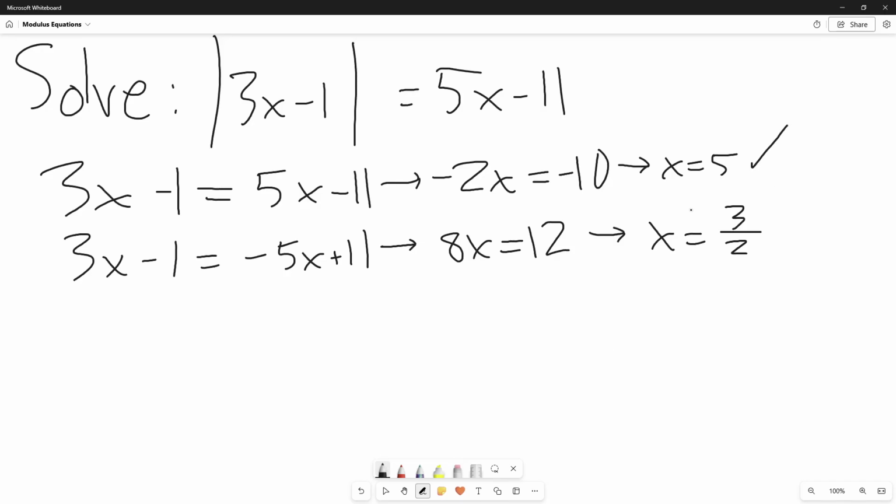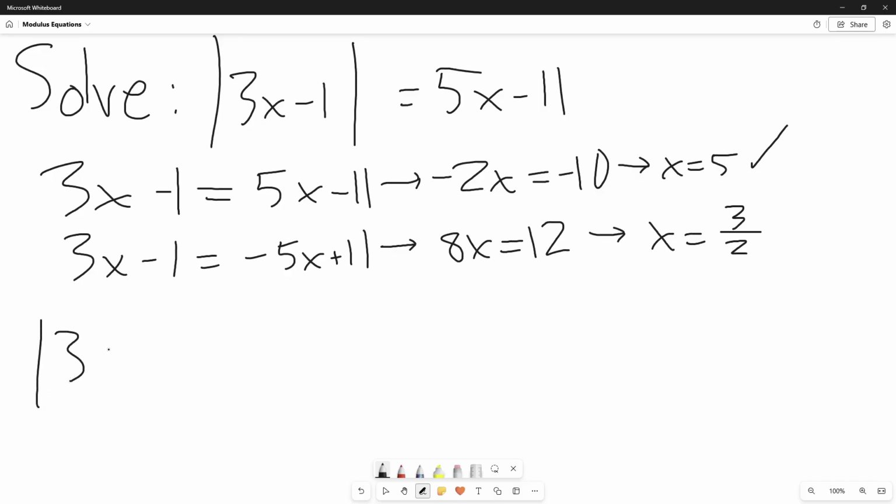And also, when you're doing this on a test or something, I'm erasing the part where I check the solutions by plugging it back in, just so I could have more room for the next one. But when you're doing on a test, you should not erase the part where you plug it back into the original equation. So now let's try x equals 3 over 2.